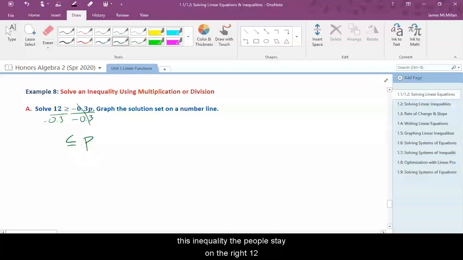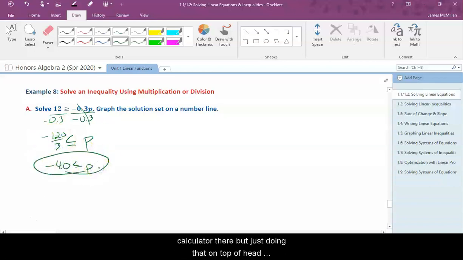12 divided by 0.3. 0.3 is 3/10, so I'm really multiplying by 10 over 3. And so I'm going to get negative 120 over 3, which is going to give me negative 40. Again, if you didn't want to go through the decimal, you could use your calculator there, but I'm just doing that on the top of my head.